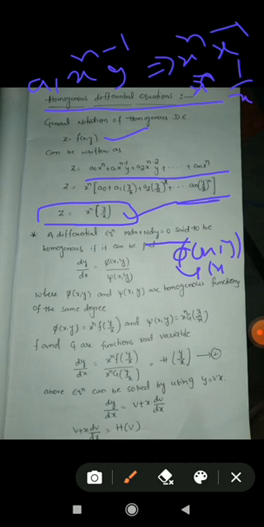Now we take two functions, phi of x, y and psi of x, y. We can write dy by dx equals phi of x, y by psi of x, y. So it is homogeneous. Here phi of x, y and psi of x, y are homogeneous functions of the same degree, so both have the same degree in x and y.